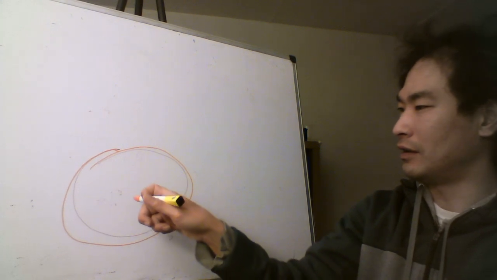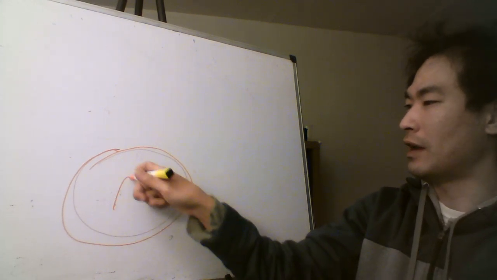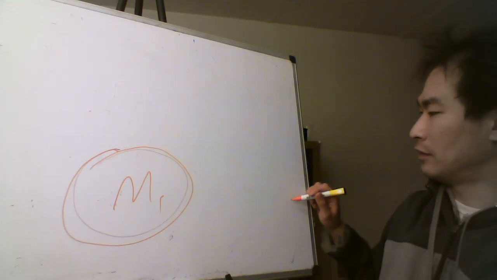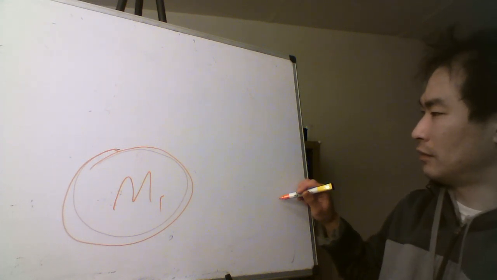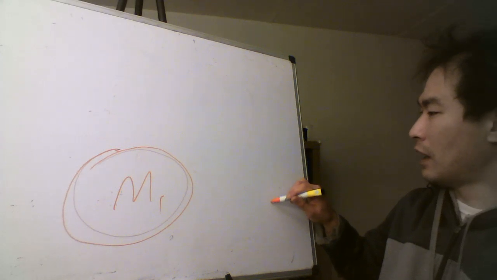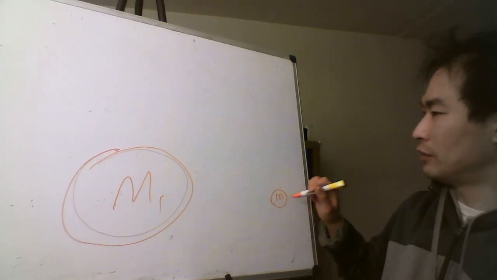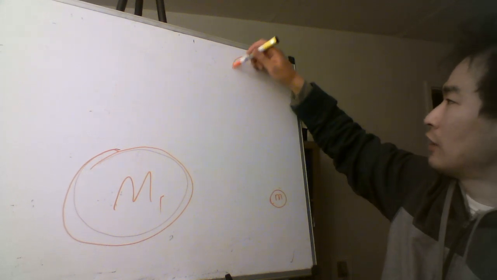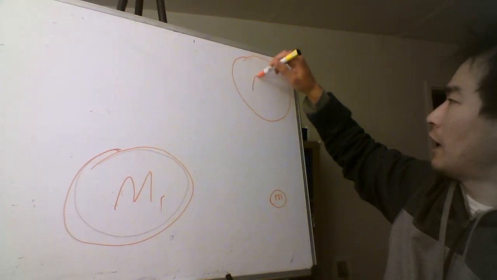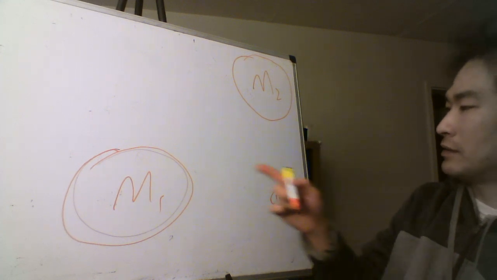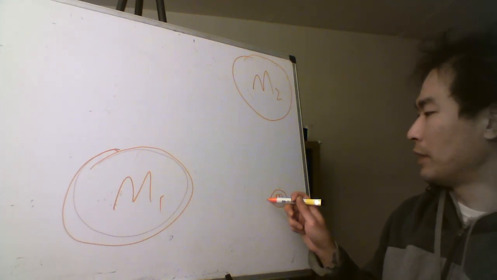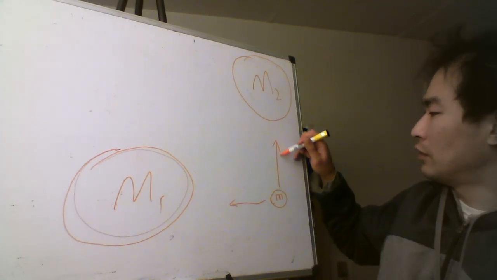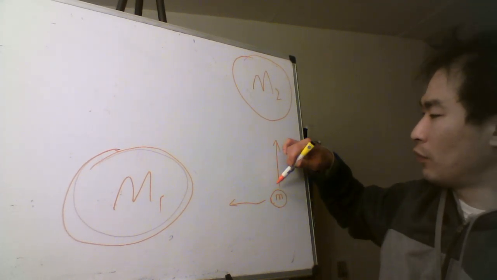Big mass, M1. And I'm just a small guy, the underdog. Equal distance, another big mass, M2, but they're equal in mass. So I'm being pulled here, being pulled over there. So what do I end up doing?